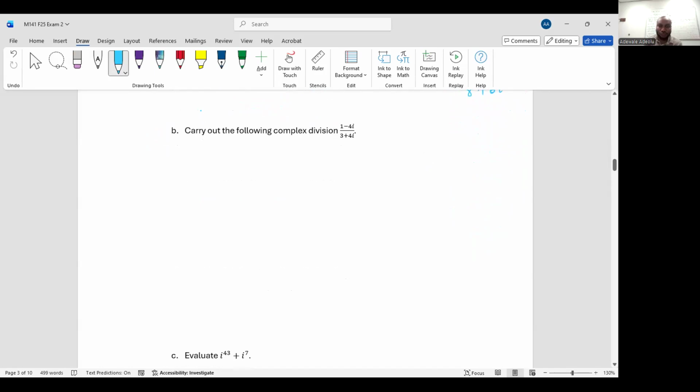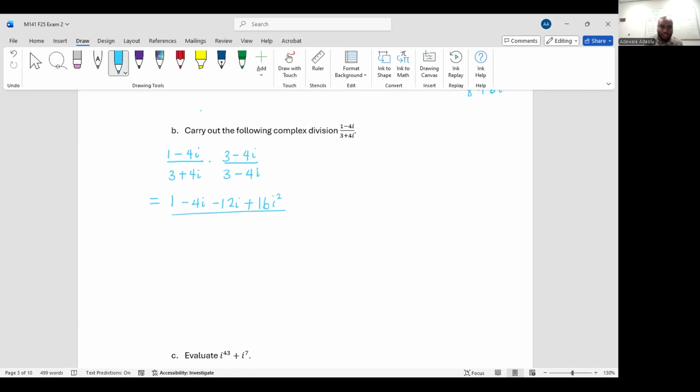Here, I need to multiply by the complex conjugate, which is multiply by (3 − 4i) divided by (3 − 4i). I do the same thing I just did earlier. So 1 times 3, 3. 1 times minus 4i, minus 4i. Then I use this one: minus 4i times 3, minus 12i. Minus 4i times minus 4i, that is plus 16i².